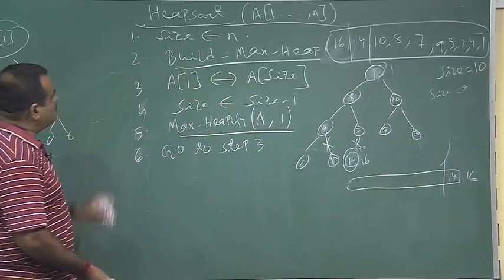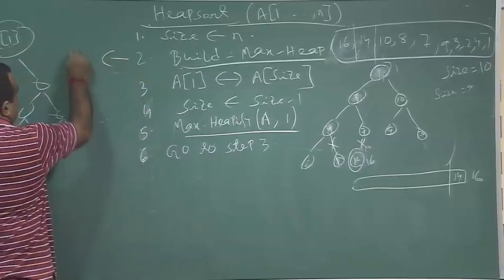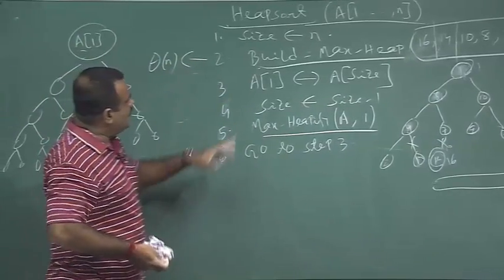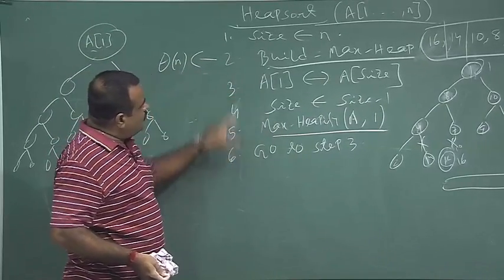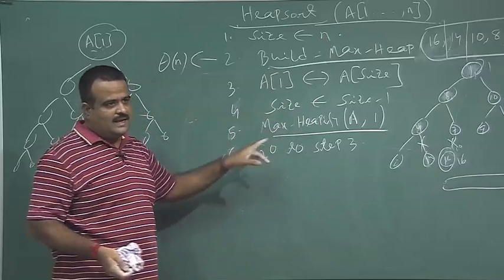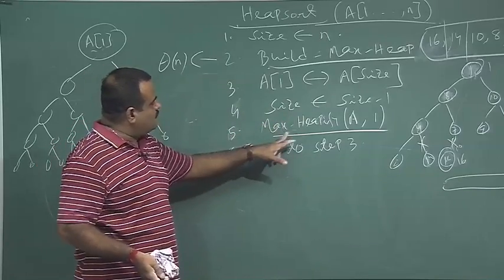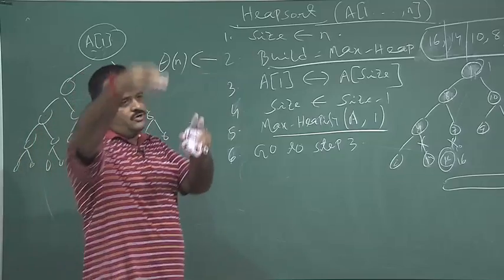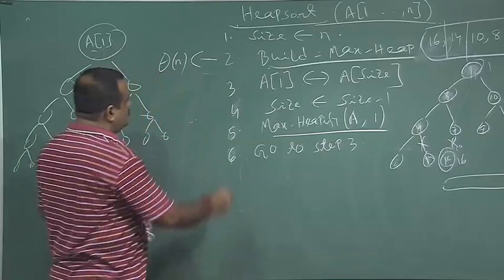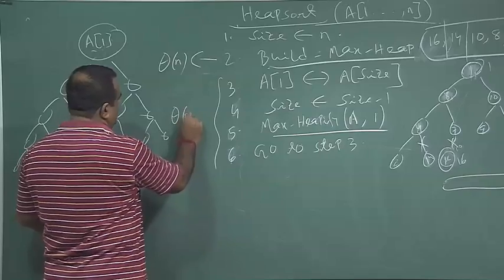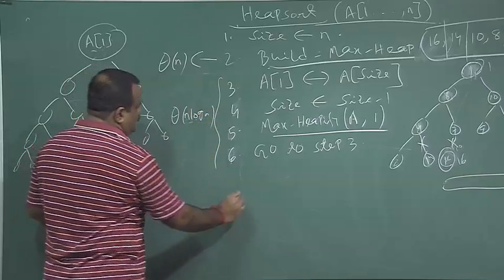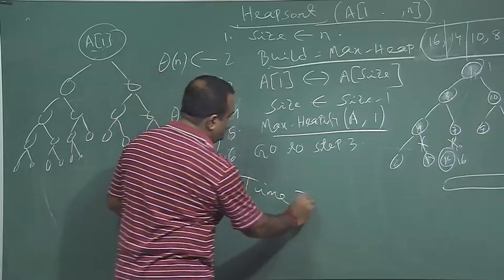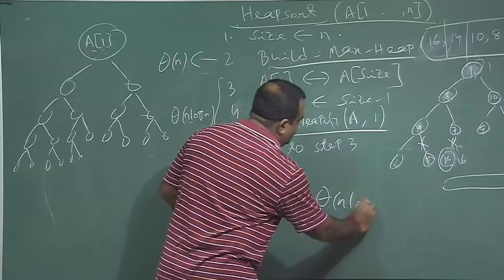So, what is the time complexity? Build Maxify is linear time, and here we have a for loop on the size of the array n. Each time we call Maxify, this may take log n, because up to n by 2 it is taking log n. So, this will take n log n. In total the time is theta of n log n.